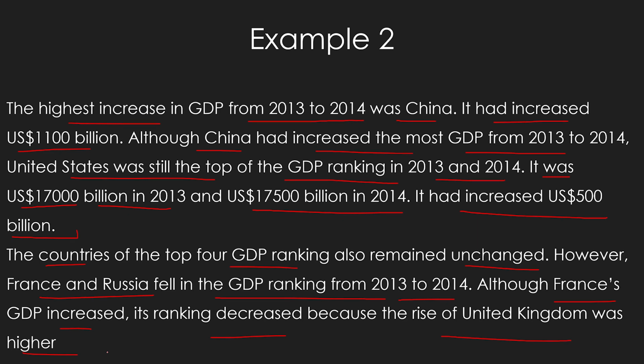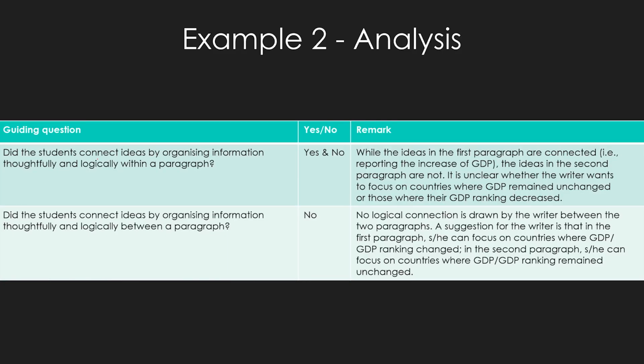Alright, let's look at the analysis for this one. Did the student connect ideas by organizing information thoughtfully and logically within a paragraph? Was that done? Kind of. It's yes and no. While the ideas in the first paragraph are connected, they're reporting the increase of GDP, the ideas in the second paragraph are not. So that's a problem there. It is unclear whether the writer wants to focus on countries where GDP remained unchanged or those where ranking decreased. So not too clear, but kind of did the job.